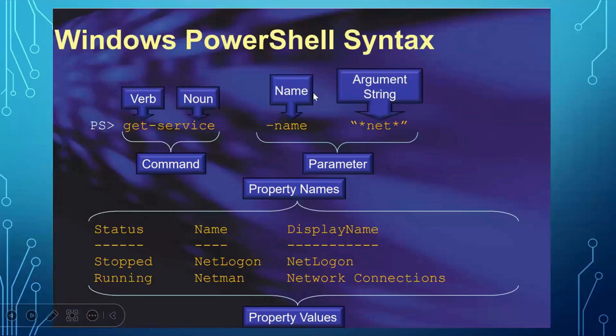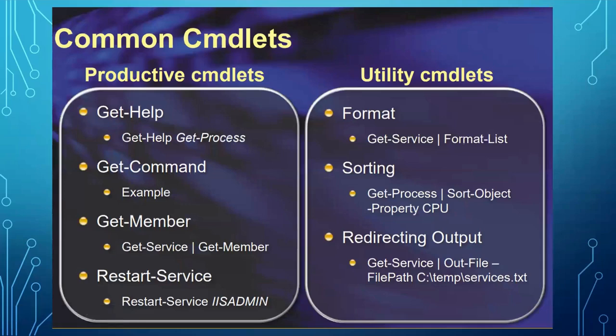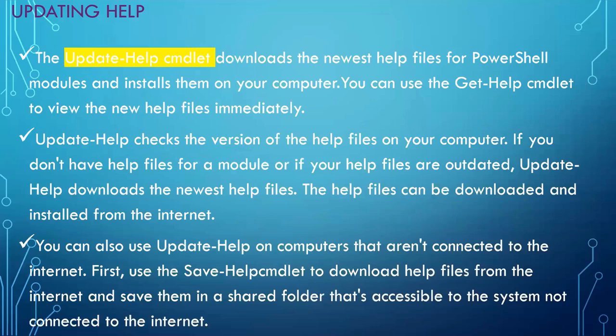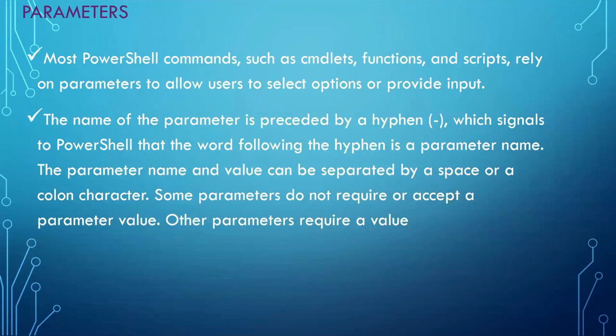So PowerShell syntax is a verb and noun format, followed by a parameter, right? So how that full frame we are making: Get-Help, Get-Command, Get-Member, and we discussed the help command, right? So Update-Help, Get-Help, which is for finding the parameters, right?